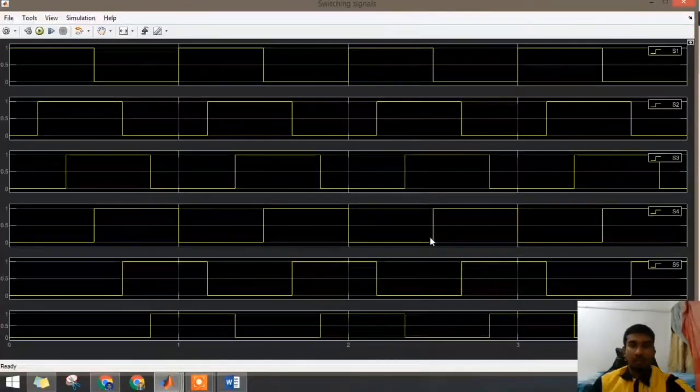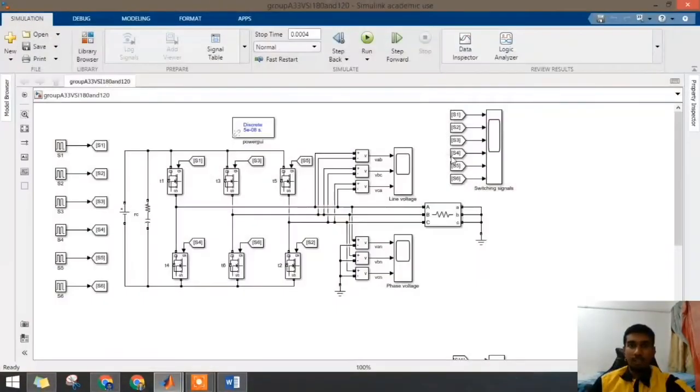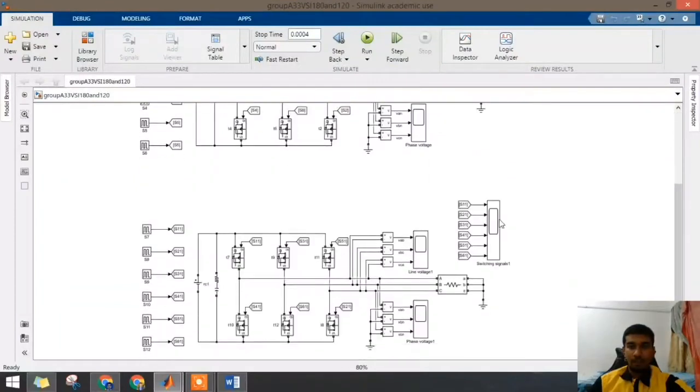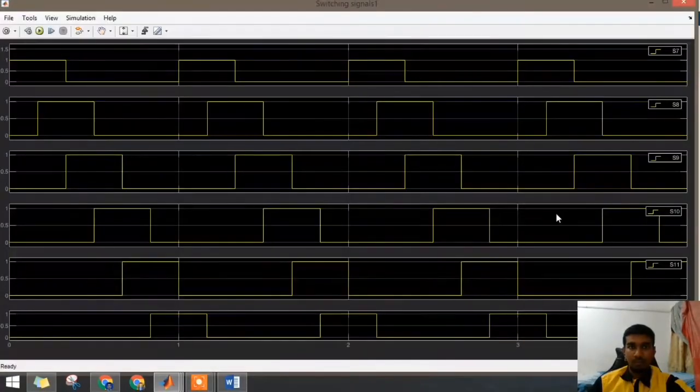Then the 120 degree VSI switching signals are shown in this graph. From the simulation waveform, it is identified that each switching signal conducts from 0 to 120 degree as theoretically proven.